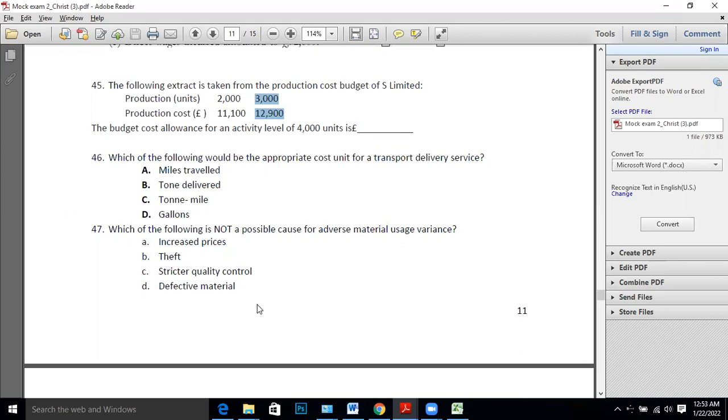Stricter quality control. When the production quality is stricter, more and more units will be returned and reworked. When you rework, more material will be used. Yes, that's adverse. Defective material, yes, if the material is of poor quality or defective, then there will be a lot of wastage resulting in adverse variance. So, which is not possible? Increased prices is not a reason for material usage variance. What is our option? A.